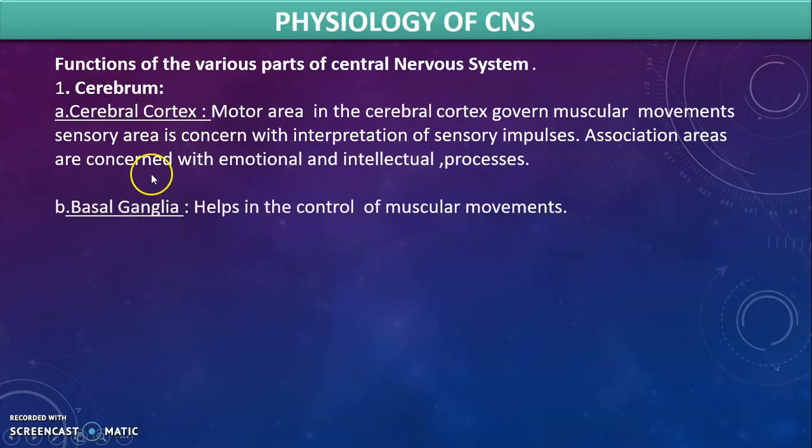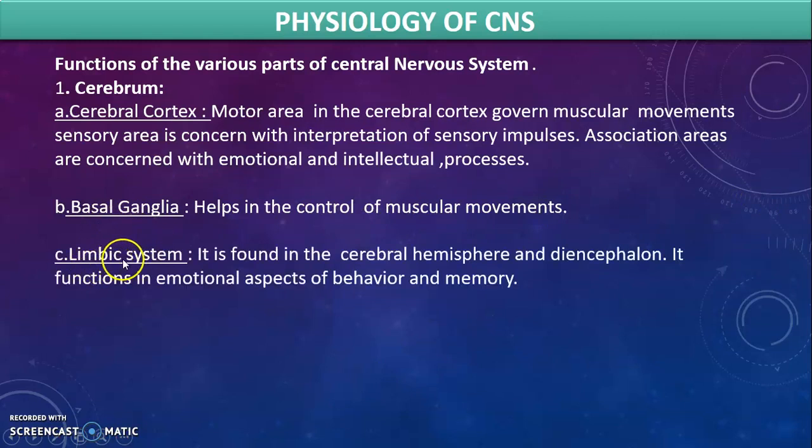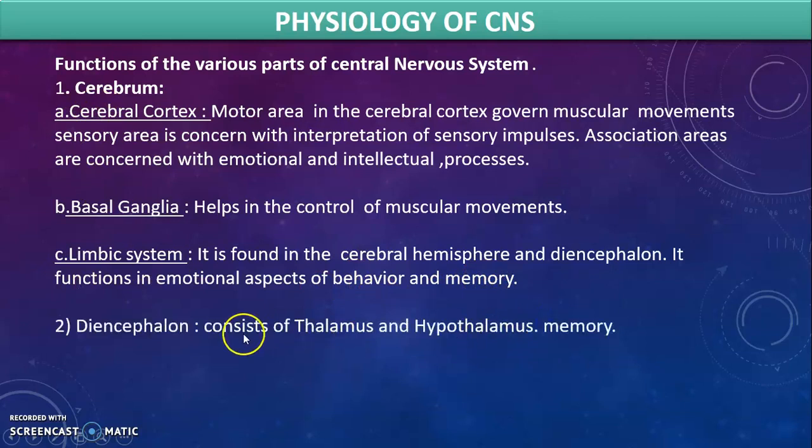Then the basal ganglia is the second part of the cerebrum. It helps in the control of the muscular movement. Then the limbic system is found in the cerebral hemisphere and the diencephalon. It functions in the emotional aspects of behavior and memory. This is the third part of our cerebrum. Then the second part of our central nervous system is the diencephalon. It consists of the thalamus and hypothalamus.